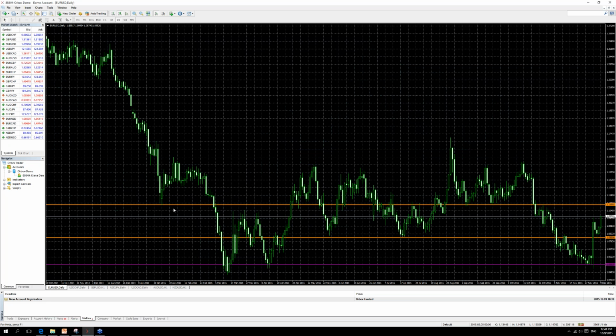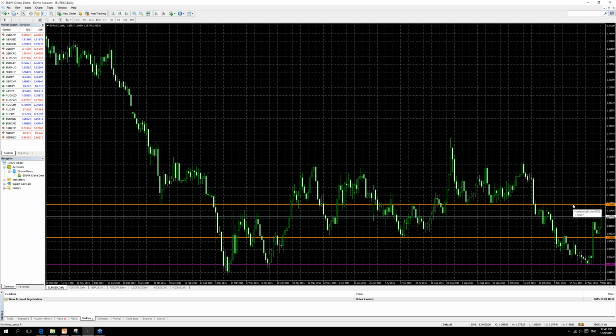It's kind of an average point, and it tested it here and here. The more the market tests a level, the more important it becomes. So we had it tested here, we had it tested here as a resistance, it tested it here as a support, it tested it here again as a support, and then it broke below it.